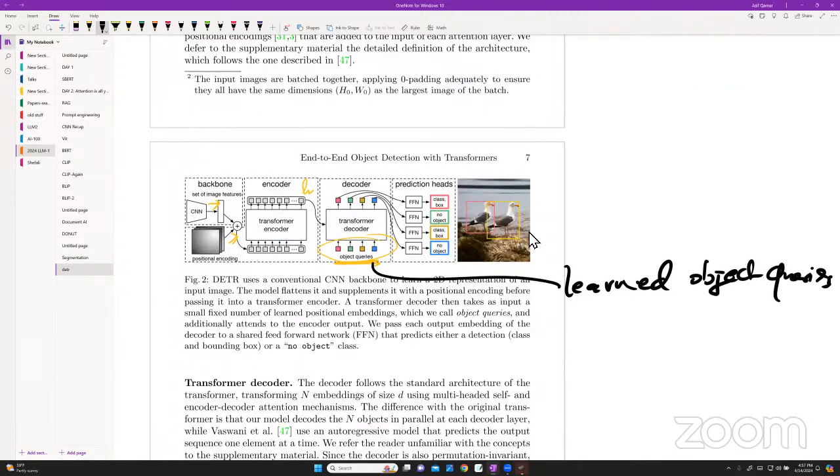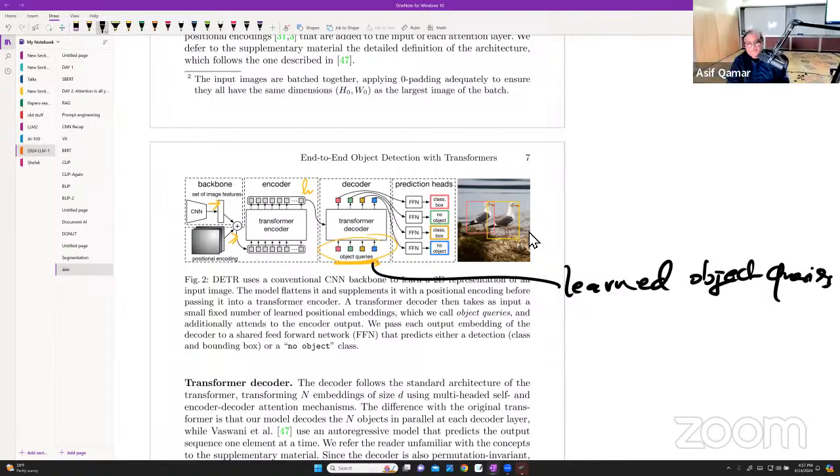So how do we come up with those object queries? That's what I'm saying. When you're training the machine, just randomize it, and then through backpropagation over thousands of iterations, it will learn what are good query vectors. Now, what is the intuition behind those learned query vectors, the learned object queries?